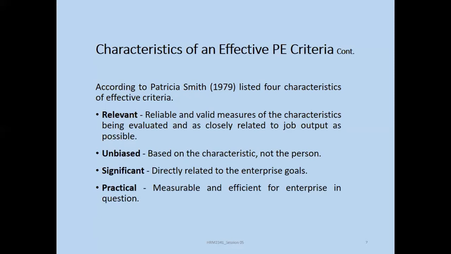The fourth one is practical, very important. The practicability of performance evaluation criteria means the factor we identify should be measurable and accessible. The fifth one is unbiased. Unbiased means the performance evaluation criteria we develop should not be based on the characteristics of the person. It should be based on the characteristics of the job, not on the person. That is unbiased. The sixth characteristic we can add to these 2 authors is that it is understandable.